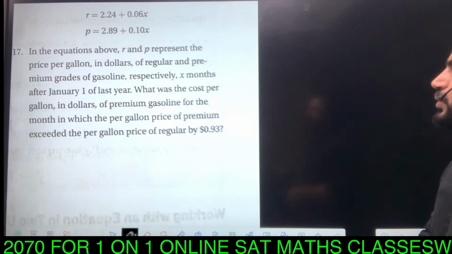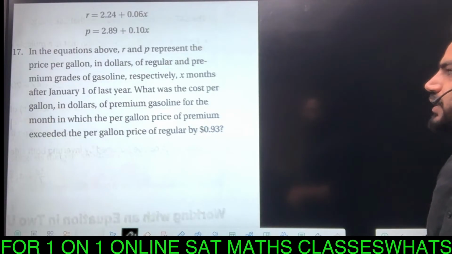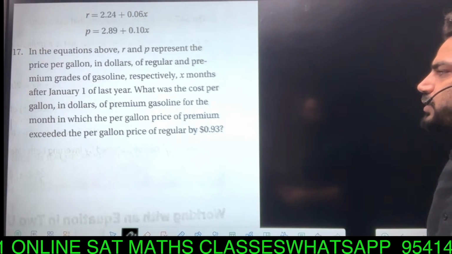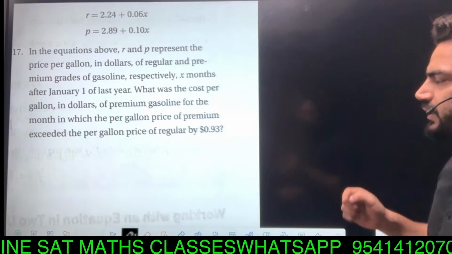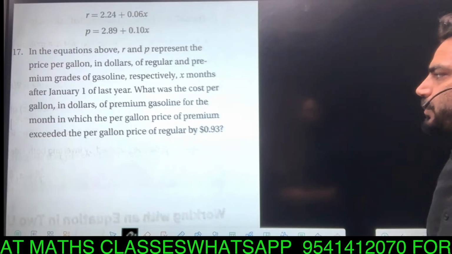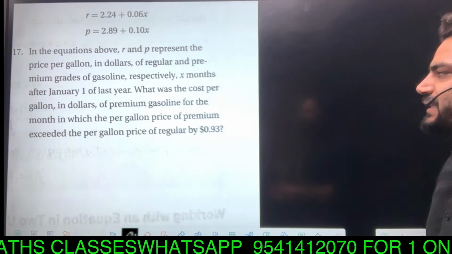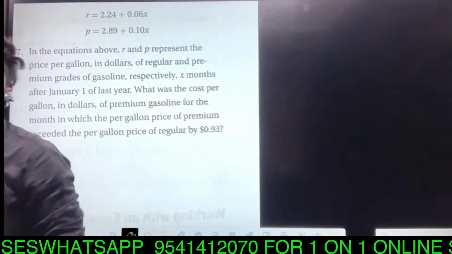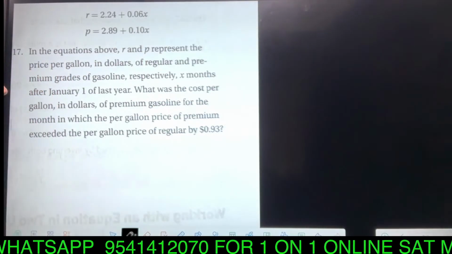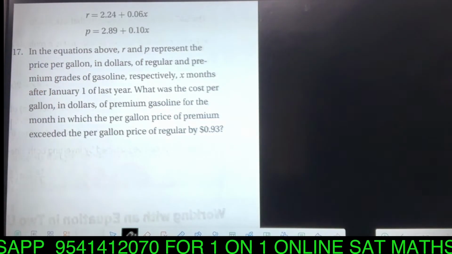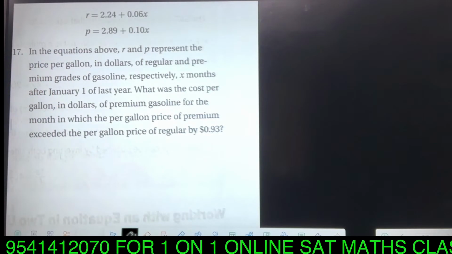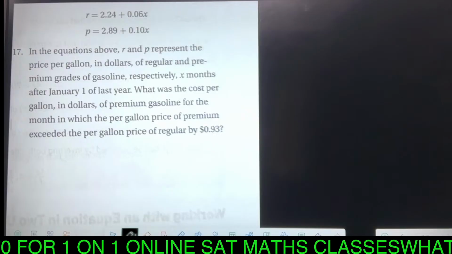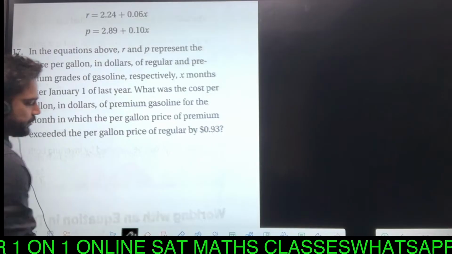What was the cost per gallon in dollars of premium gasoline for the month in which the per gallon price of premium exceeded the per gallon price of regular by $0.93? Now they are saying that in a separate month, the price per gallon of premium exceeds the regular price by this. So now, whose price is more?